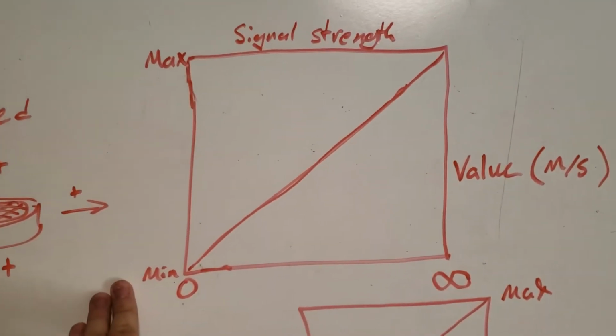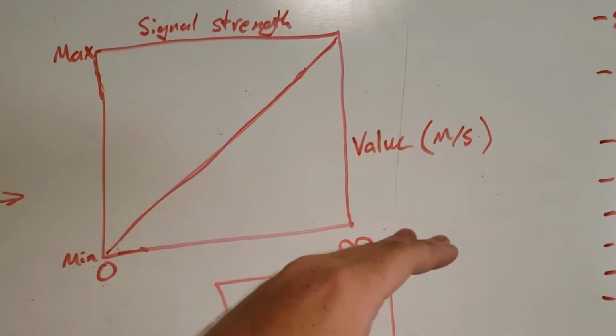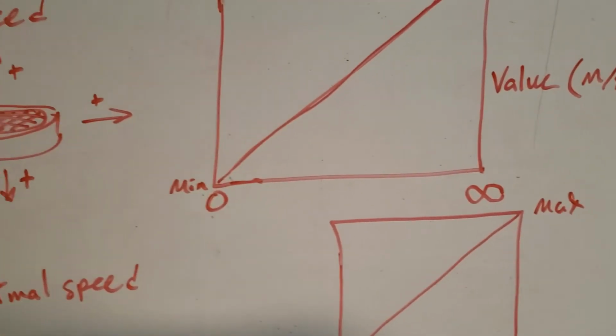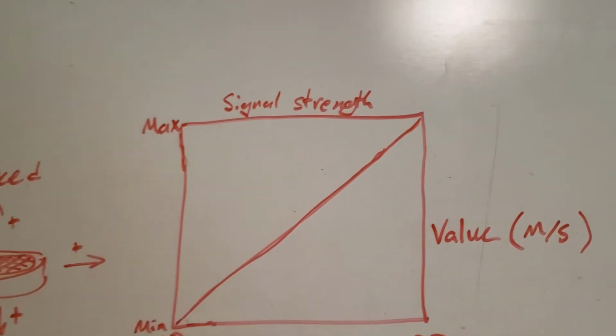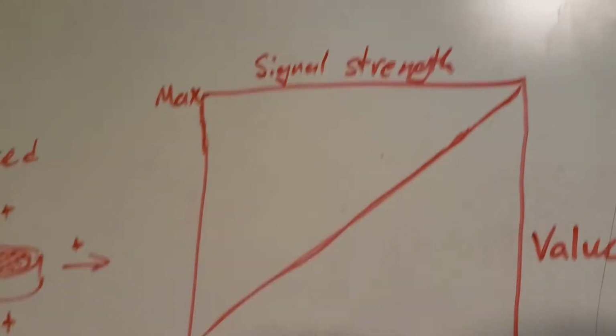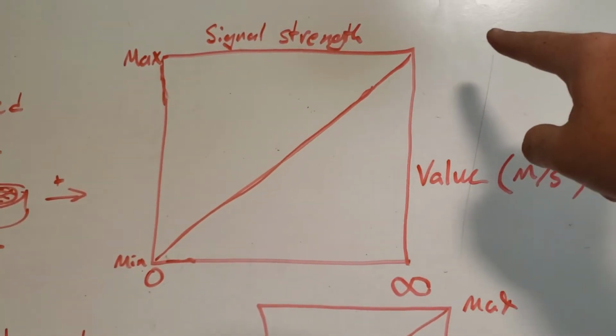So minimum input basically means that the minimum value you set it to, beyond that, is no input at all. Maximum value you set it to, beyond that, is maximum input. So you can see on this graph here we've got maximum, minimum, and it scales linearly.